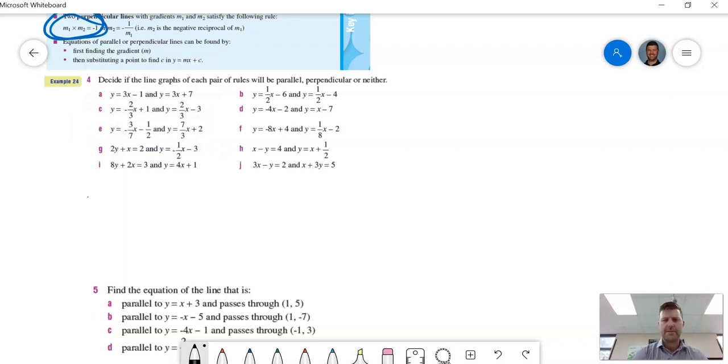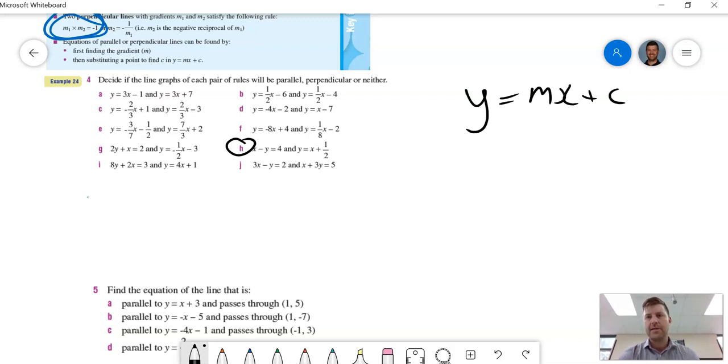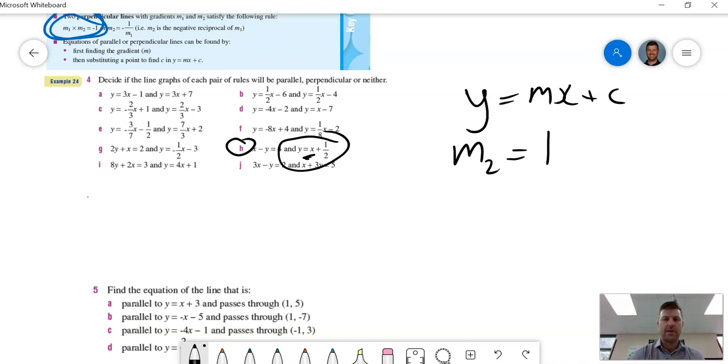If I jump to example H here in the textbook, I've got two equations. This time they're not in the format of y equals mx plus c, not in gradient intercept form. Well, one of them is: this second one is y equals x plus a half. The gradient of this line, m2, is, let's just write that down first, the gradient of x is +1. I don't know what the gradient in the first line is, so let's get rid of that stuff so we can see it clearly.